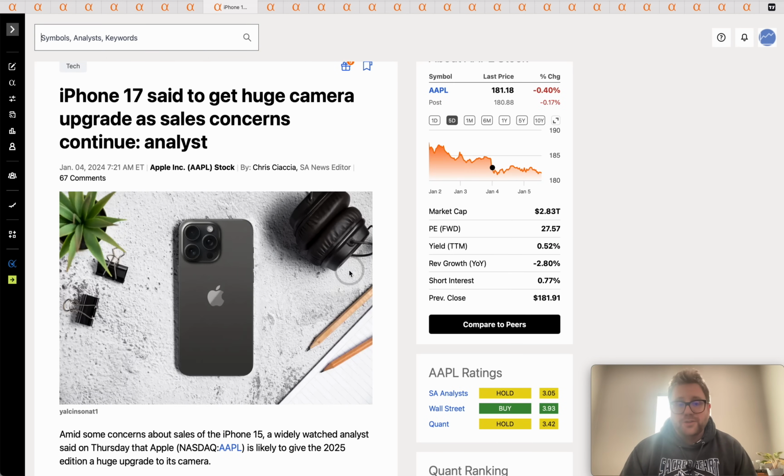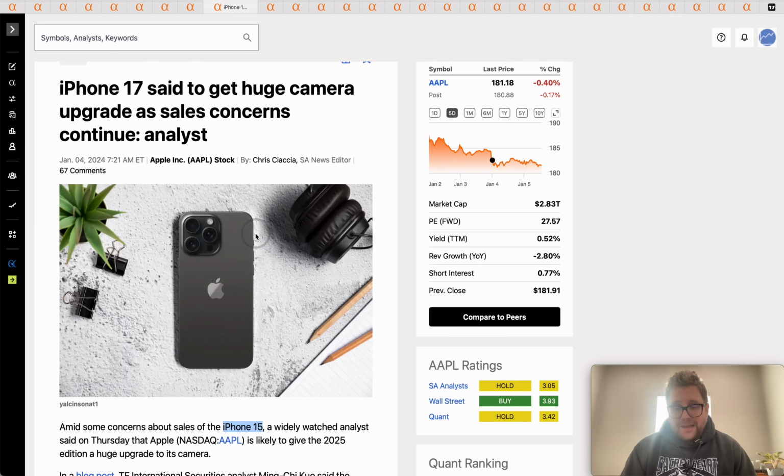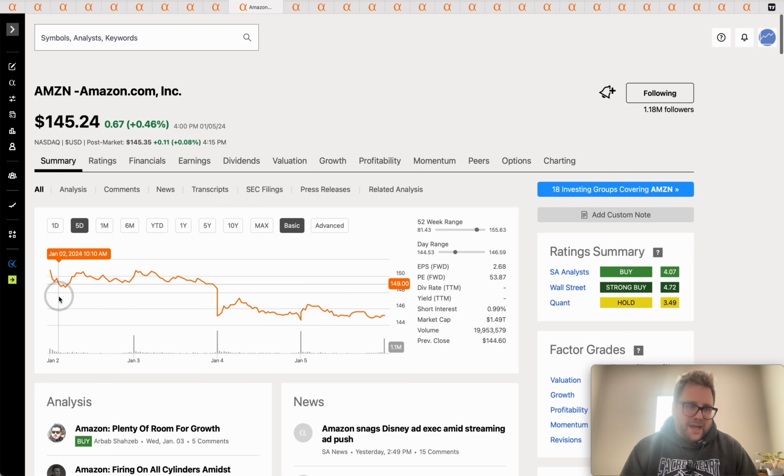Now, the iPhone 17. Folks, we are currently on the iPhone 15. We will get the iPhone 16 sometime later this year in the fall, but the iPhone 17 is said to get a, quote, huge camera upgrade. If that's all we get from Apple, then not only Microsoft and Amazon, but maybe several other companies will surpass Apple at some point in terms of market cap. You've got to do more at some point than just upgrading the camera.